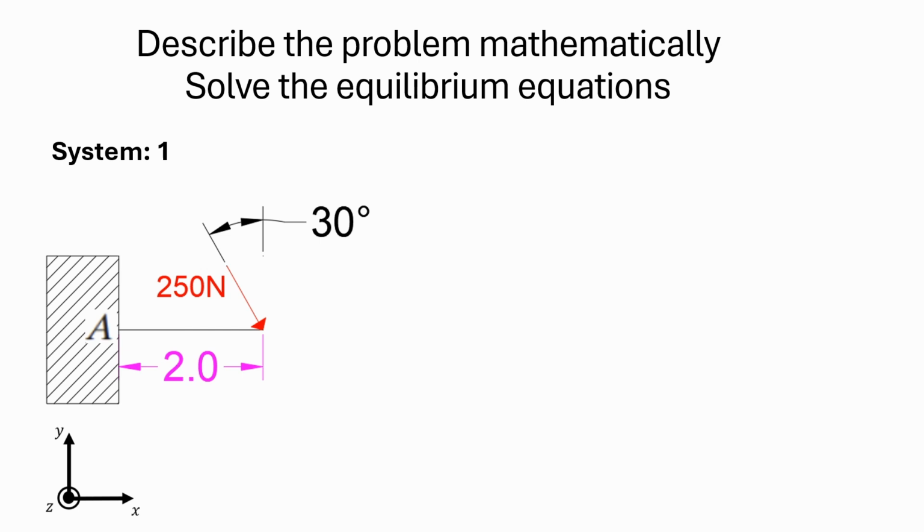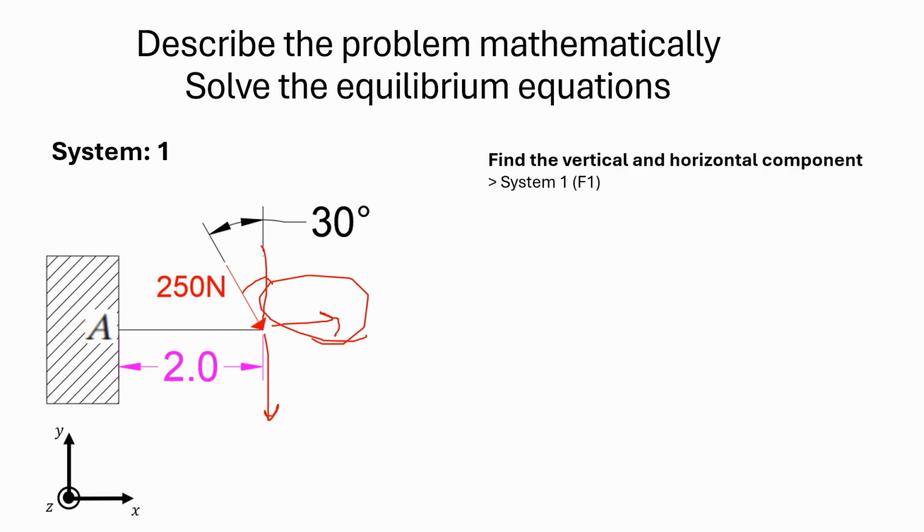We can observe that we have our 250 Newton force described from the angle given. The easiest way to solve for the moment is to break it up into components, our vertical and horizontal. We have two components for this 250 Newton force. The horizontal section goes through A, and so we really only have a vertical component we need to take account of when taking the moment with respect to point A. And that's our system 1.